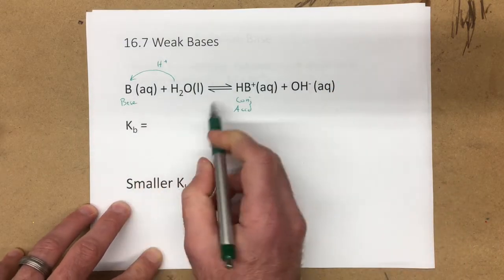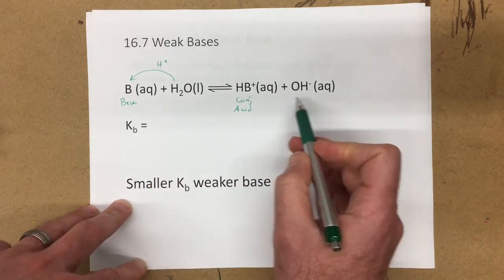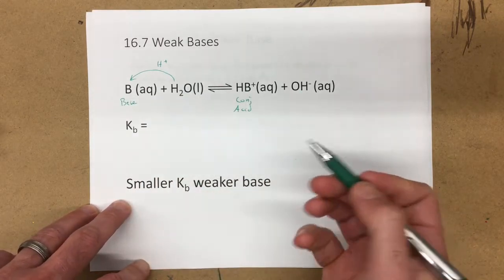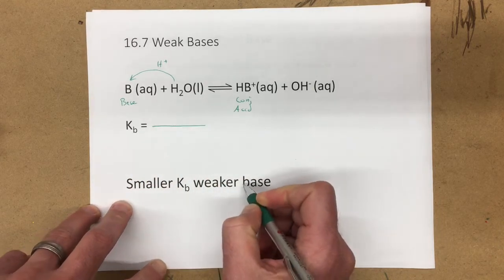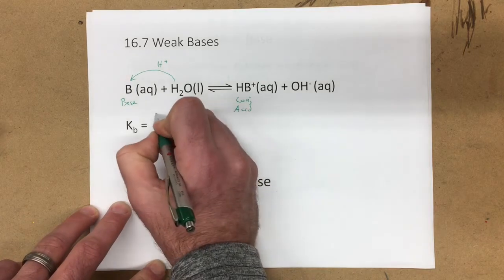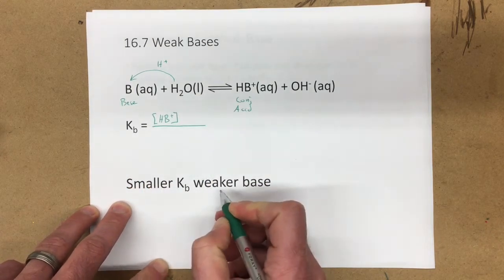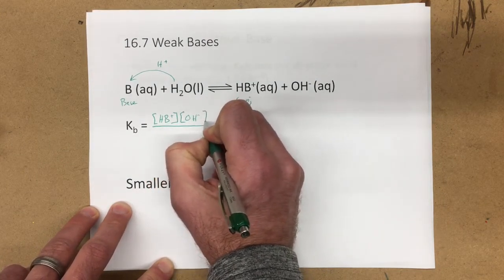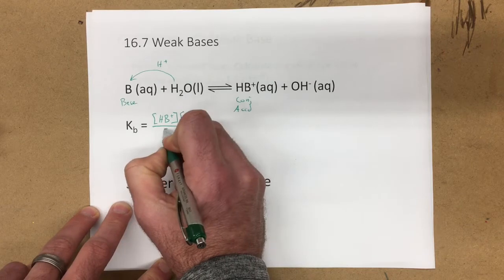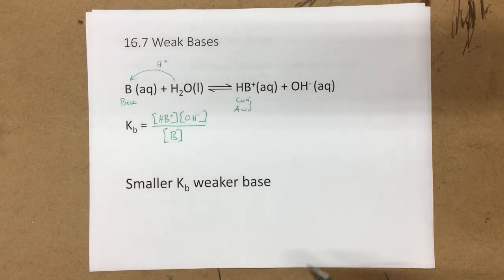All right, since this is an equilibrium for a weak base, only some of it is going to become product. A lot of it's going to stay as reactants. We want to be able to figure out how much stays on each side. So we can write an equilibrium expression with your products on top. HB+, the conjugate acid, will be on top, along with hydroxide. And then on the bottom, you're going to have your base. So that'd be your equilibrium expression.